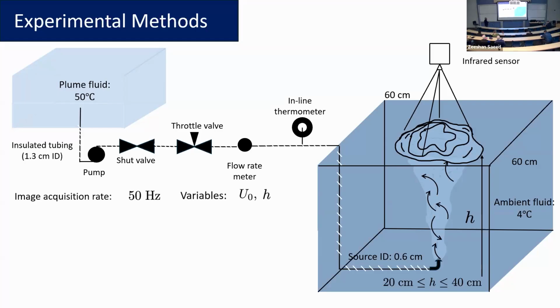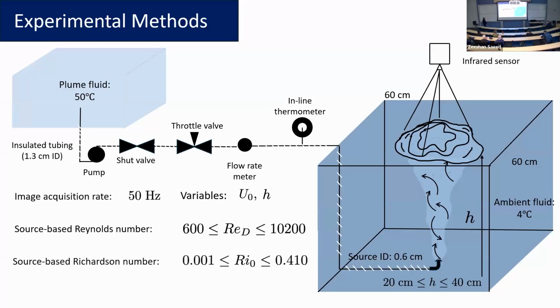And the primary variables, there were two variables. One was the distance between the source and the free surface, and the other one was the velocity of the flow at the source. That is achieved by adjusting the flow rate through the throttle valve. And what this led to was Reynolds number ranging from 600 to around 10,000, so around 2 orders of magnitude difference between the conditions. And then I have a source-based Richardson number, which varies from a very small number to somewhat of a small number, but nonetheless, it is accounting for the buoyancy effects to a certain degree.